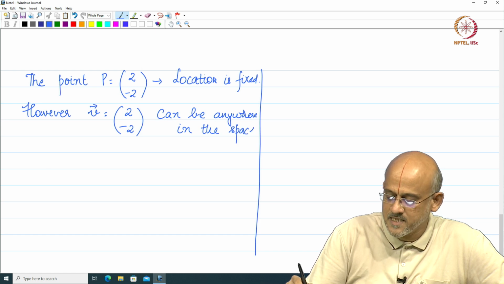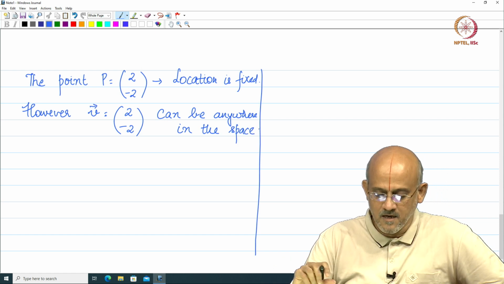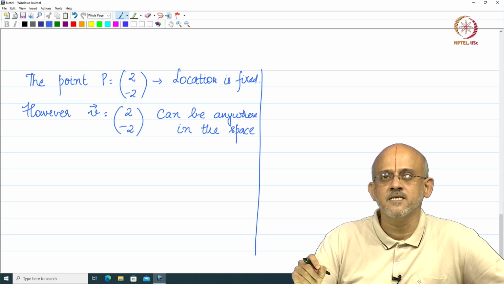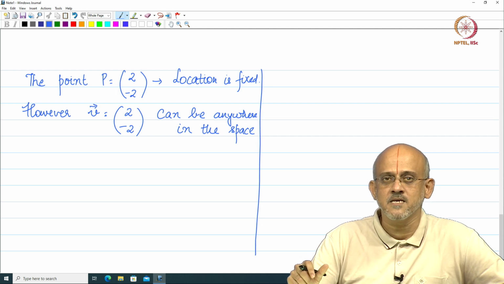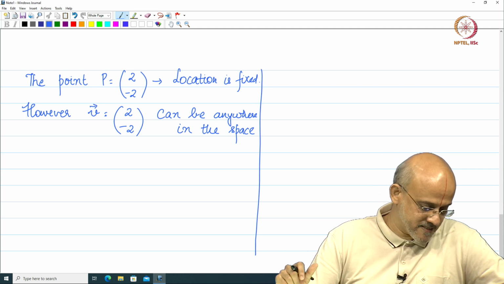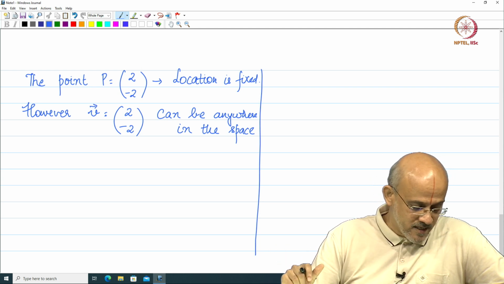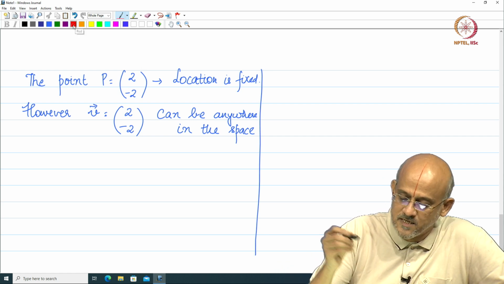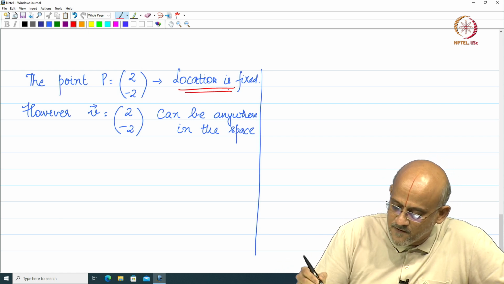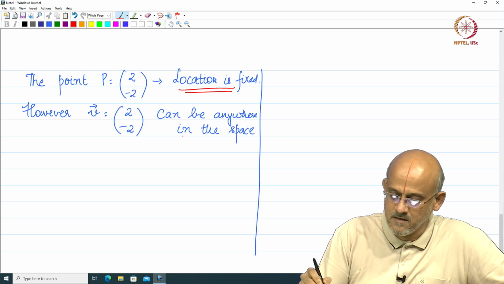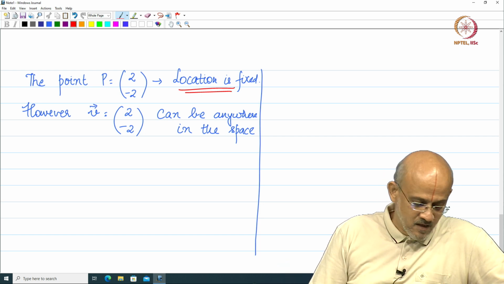I hope we understand a clear distinction between a point and a vector. As we said earlier, a point is basically a location which is fixed, whereas a vector is going to be anywhere in the space. Is this clear? So, it is in fact this which is going to differentiate the vector and a point as such. Is that okay?